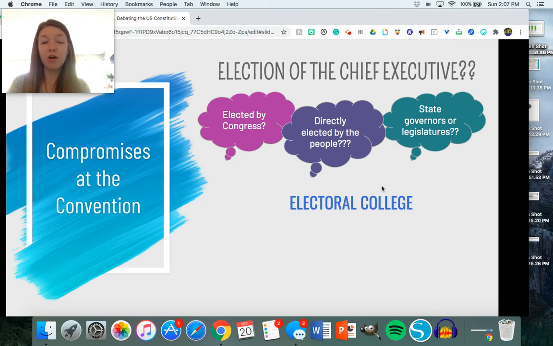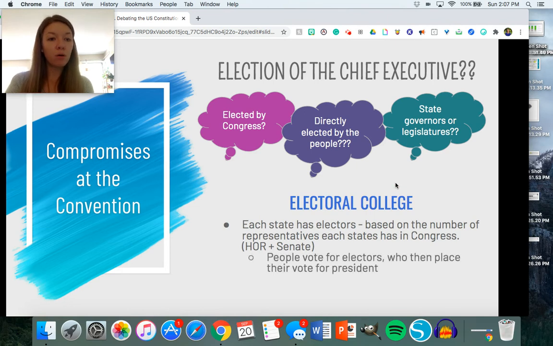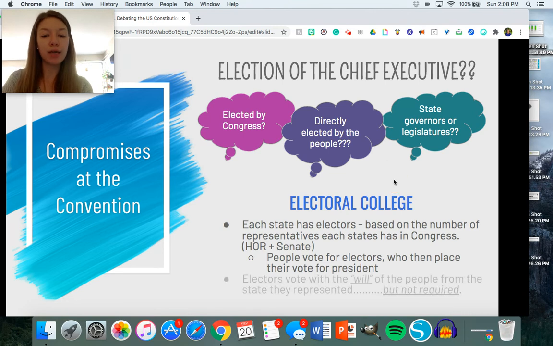Remember, we are very fearful about a tyrant forming. So we need to think about how we can prevent that. So the compromise was this: each state would have a number of electors. That would be based on the number of representatives that each state has in Congress. So that would be equal to the House of Representatives plus the 2 senators. The people would vote for the electors, who would then place their vote for president. So really, we see this as an indirect way of voting for president.